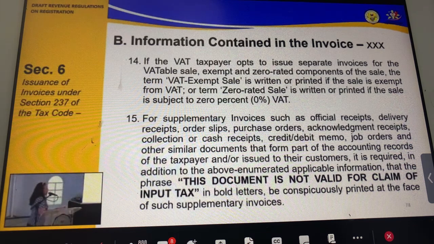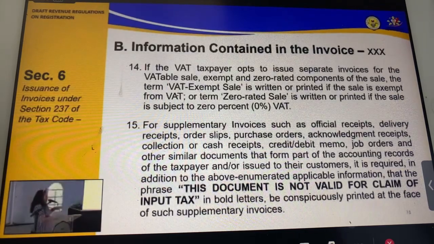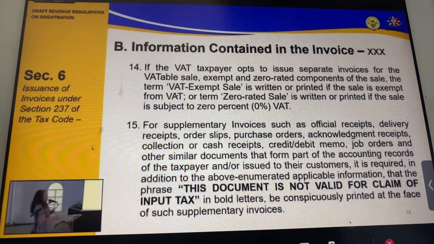Now, for supplementary invoices such as official receipt, delivery receipt, owner's slip, and others, okay, the taxpayer is required that in addition to the information that should be contained therein, the phrase or statement, "This document is not valid for claim of input tax," in bold letters must be prominently printed. Okay? This is a guide for the buyer so that they will not by any mistake magkamali, na mag-claim ng input tax from these supplementary invoices.